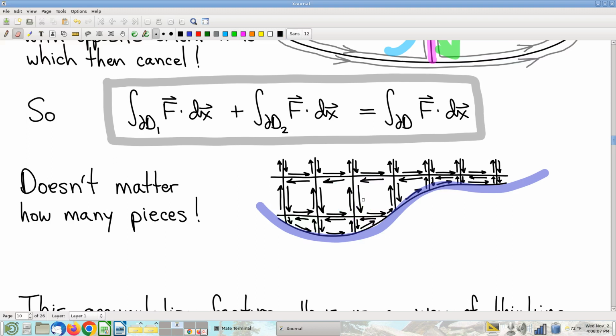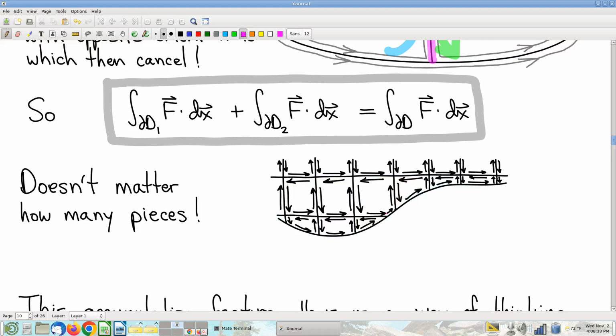And so does this edge. Twice with opposite orientations cancels. This edge here, twice with opposite orientations cancels. All of these interior edges will cancel for the equivalent reasons. So slice it up all you want. Boundary circulation accumulates.